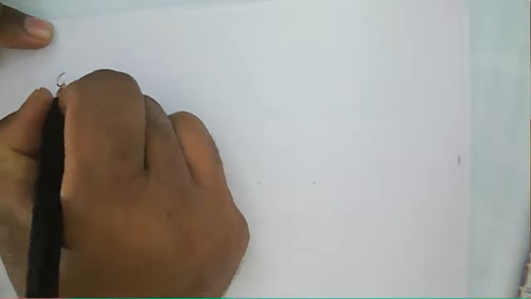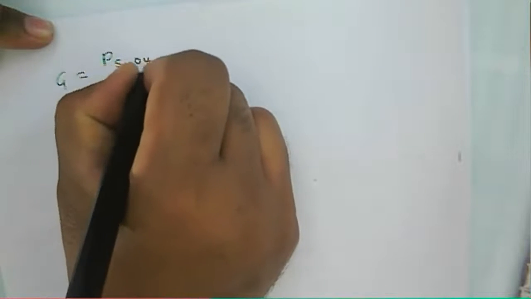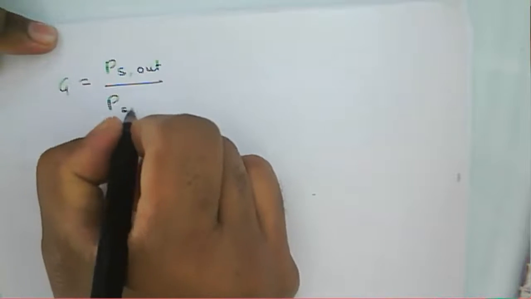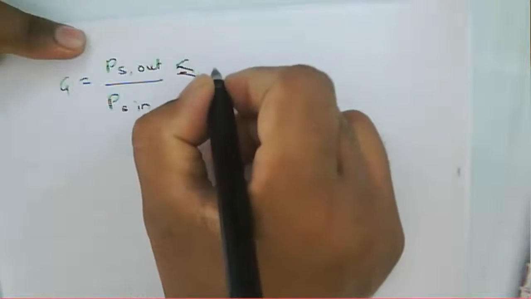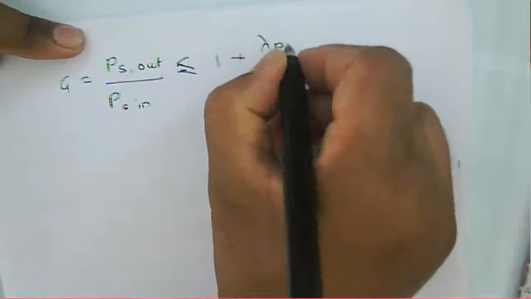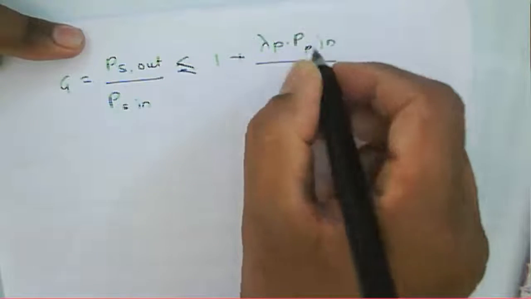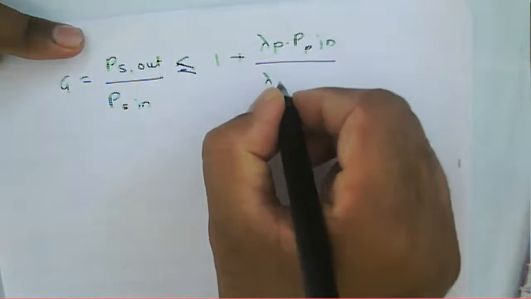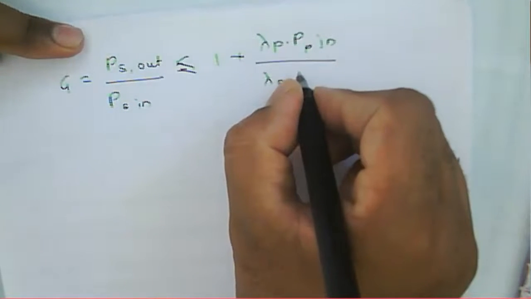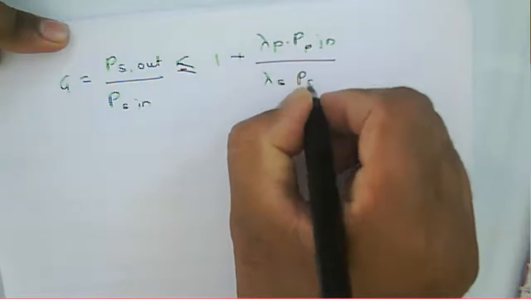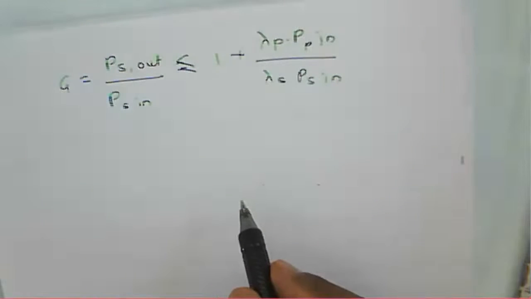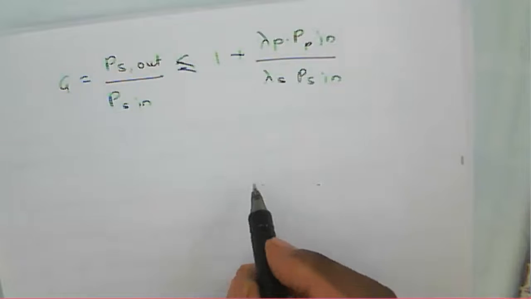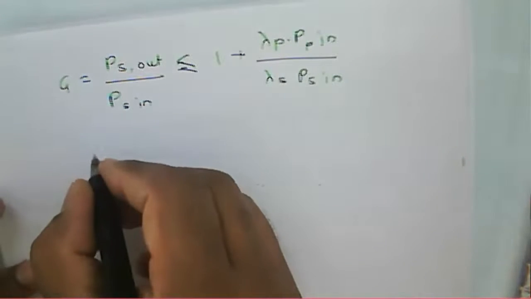Then the gain of this erbium doped optical amplifier is nothing but the signal out relative to the signal in. If you compare that gain with respect to the wavelength, it depends on the pump in, and on the wavelength of the signal in and the wavelength of this particular pump in.